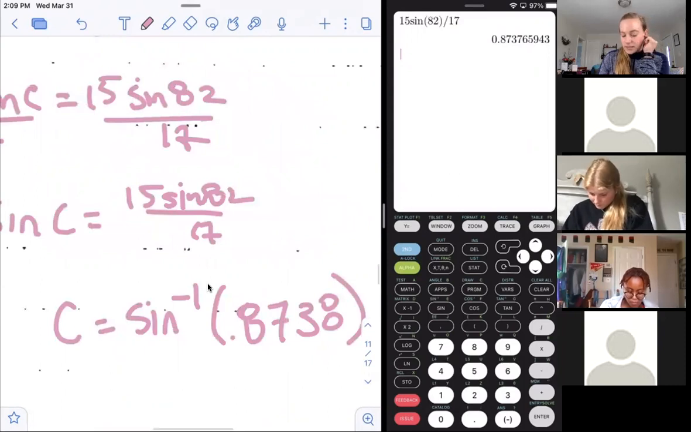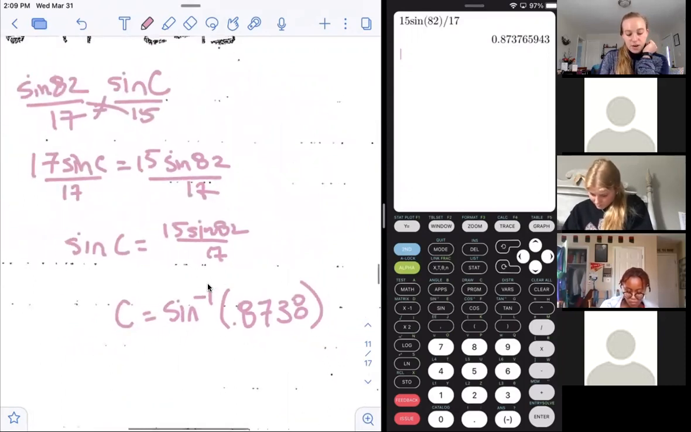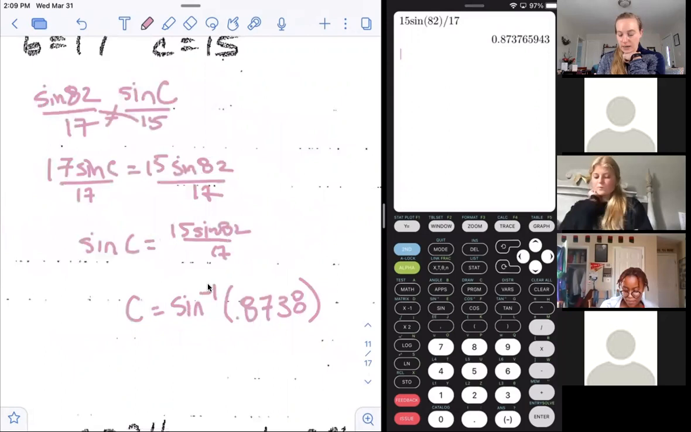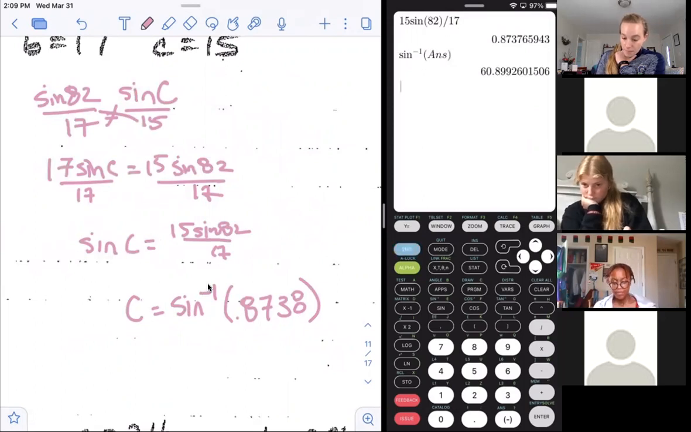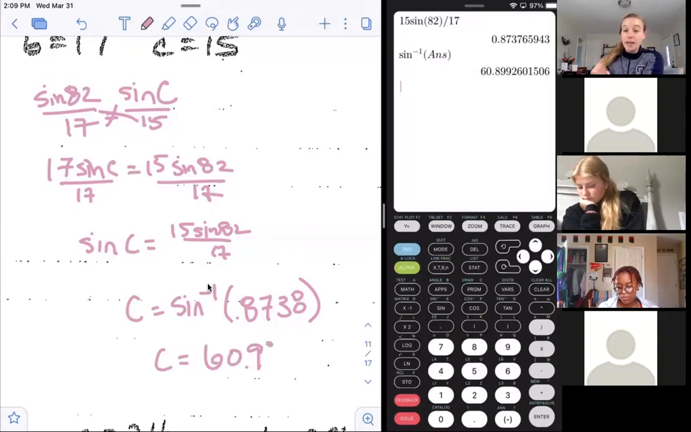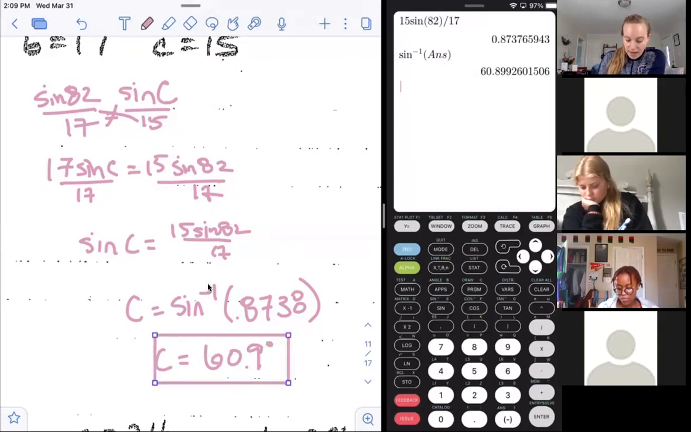You don't have to write all these steps as I do, but I want you to know where I'm going and not just writing random stuff. So I'm going to press second sine of the answer I just got, and I get 60.9. If you do any rounding, that's okay. You might just be off by a couple decimal points from me. Just keep that in mind, and I will keep it in mind to look at your work if your answer is not quite exactly what I have.